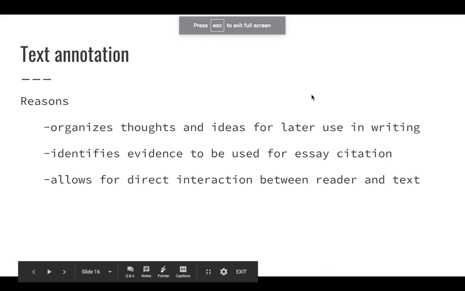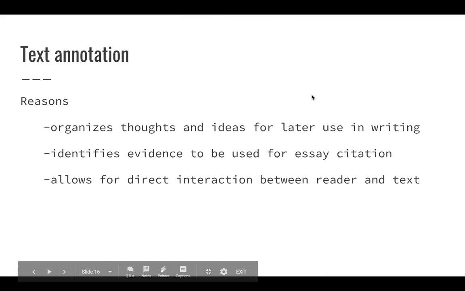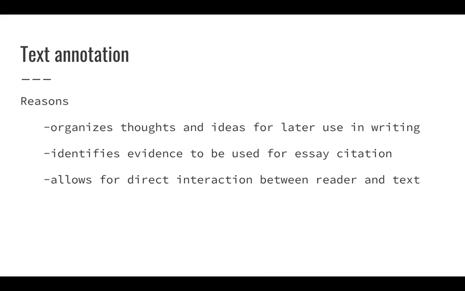Today we're focusing on text annotation. Before we really get into annotating the Abigail Adams prompt, we will look back at your SOAPSTone chart on that to make sure that we're all on the same page as far as having a basic understanding of what's happening in the piece. But before we get to that, I do want you to know why we annotate text.